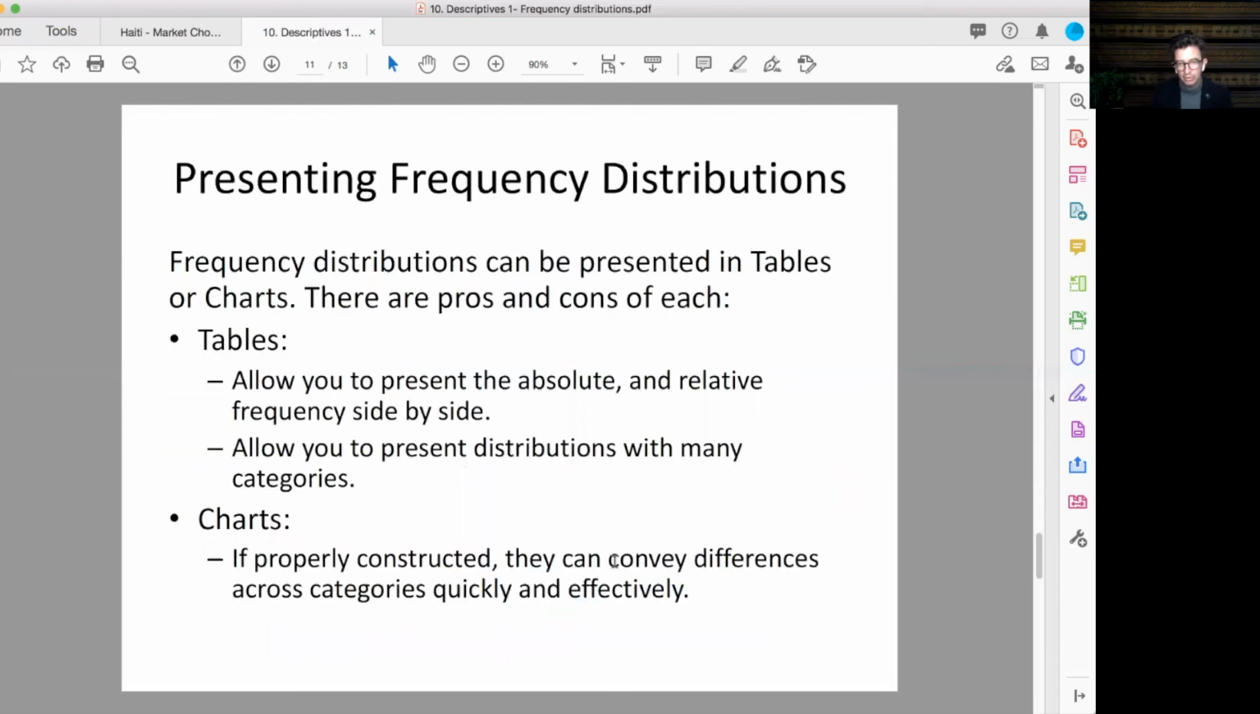We can use tables. Of course, tables give us the most amount of information, but we can also use charts. Tables are good because we can present absolute and relative frequencies side by side, and it allows you to present several variables in one place. Charts, on the other hand, can help convey the information very quickly and effectively, but they take more space as well.